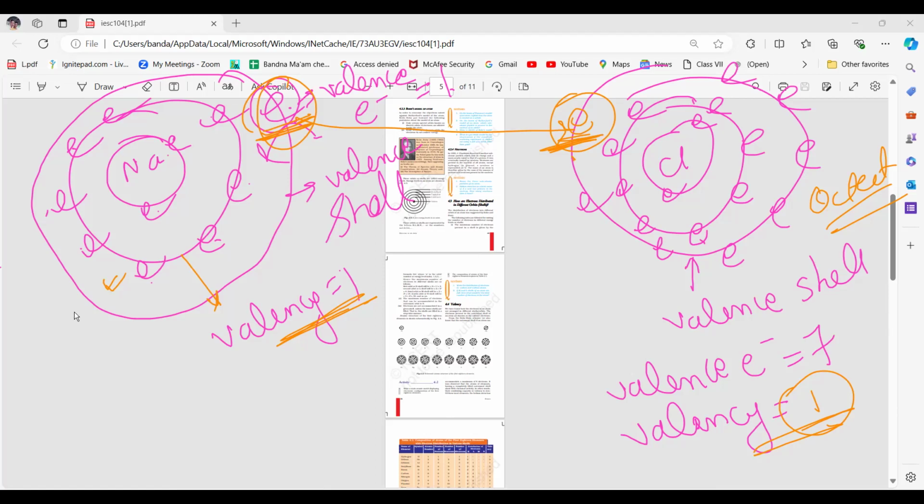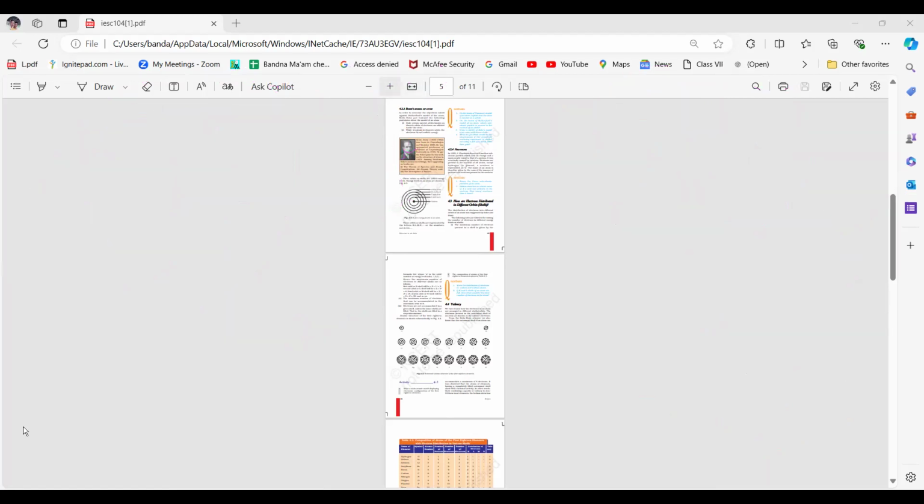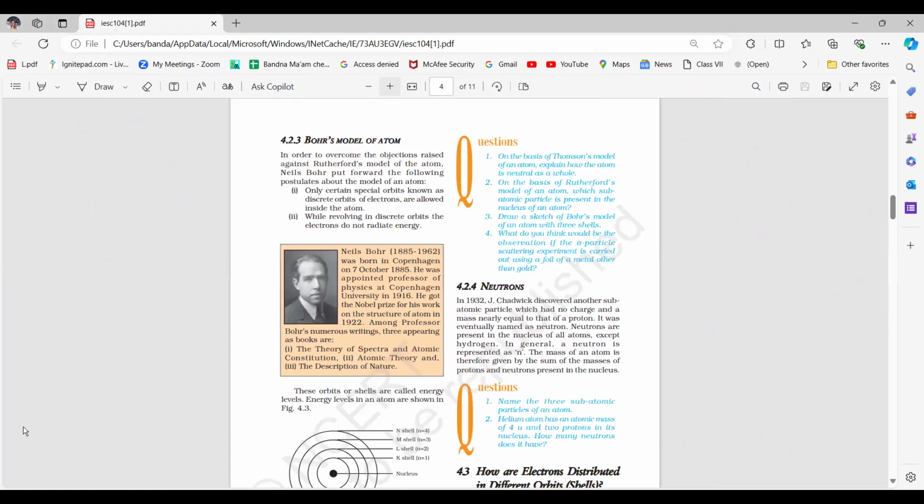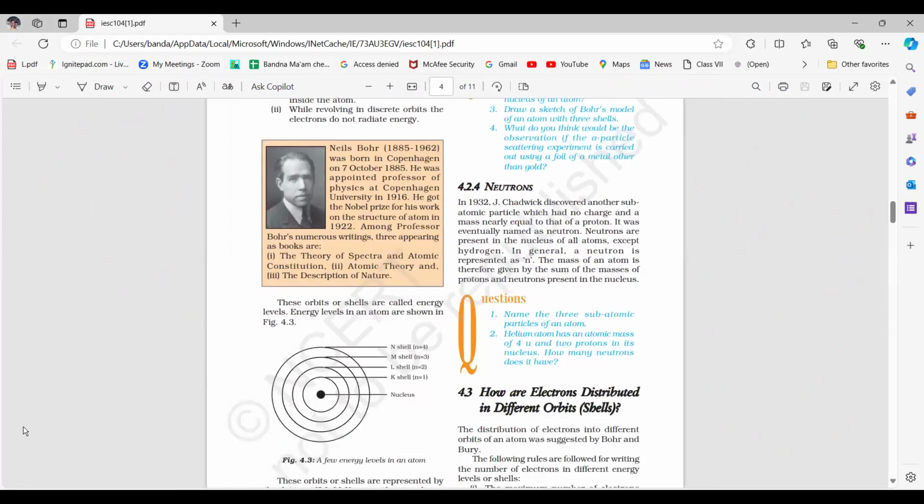No doubt in this? So these are the shells that we have discussed right now, and shells are also called energy levels. Okay, dear?